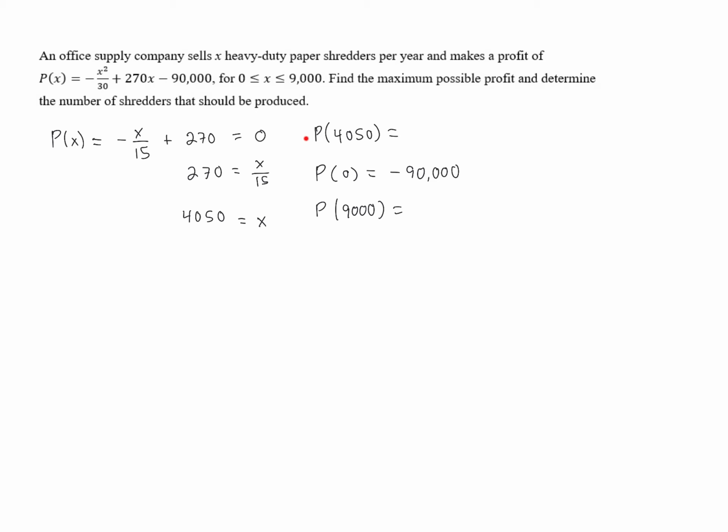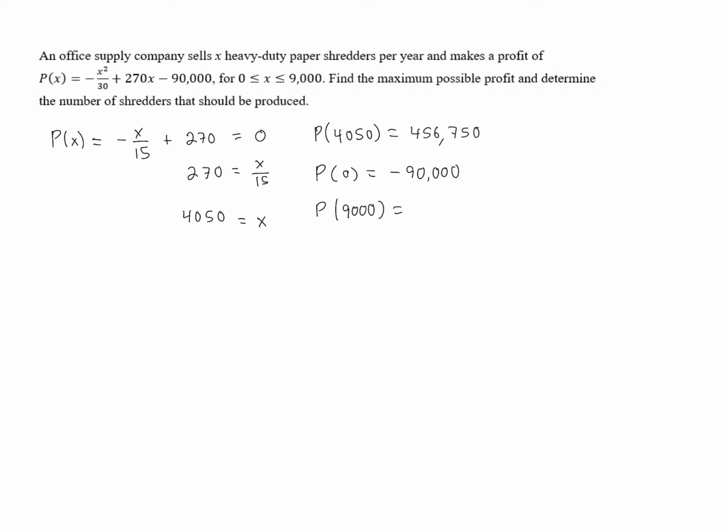Let's evaluate this at 4,050, and I am simply going to plug that into a calculator. I end up getting $456,750. That is a much nicer profit than negative 90,000.